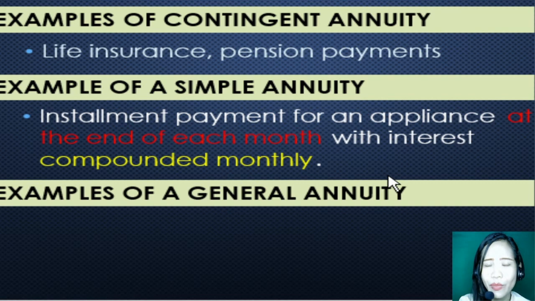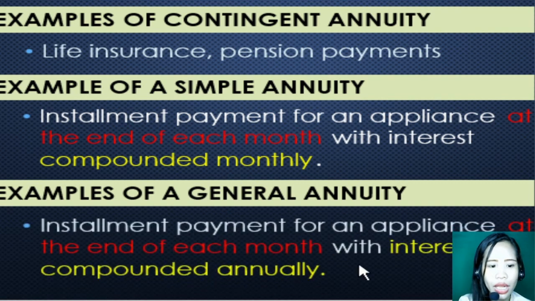How about an example of general annuity? Installment payment for an appliance at the end of each month with interest compounded annually. So you can see that your payment is at the end of each month, however the interest is compounded annually, so the two are different.